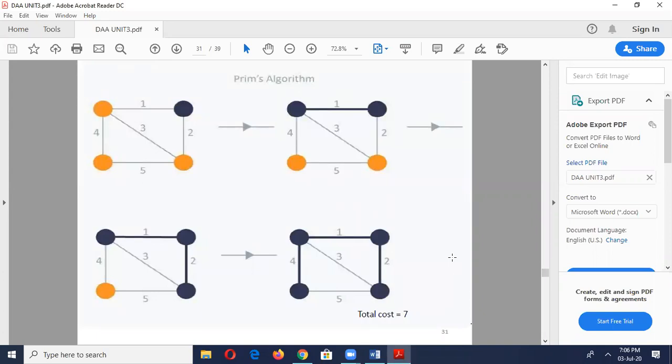As I told before, we have to take the minimum edge. So we are taking the first edge 1 and second is 2, and since it should be a connected graph, after 2 we are taking 4. It will be in an N shape and its total cost is 7. Next slide, sir.